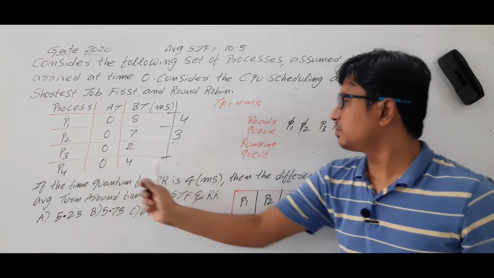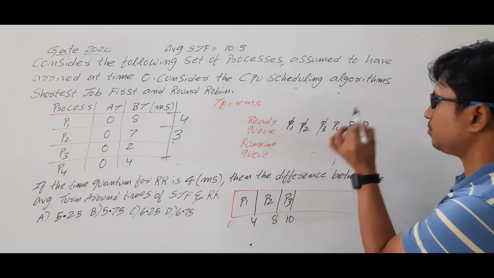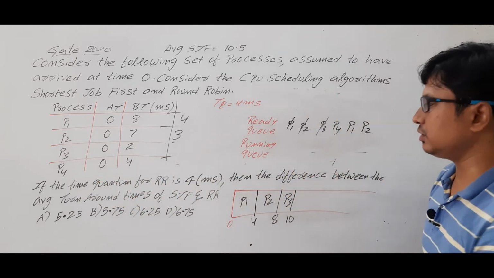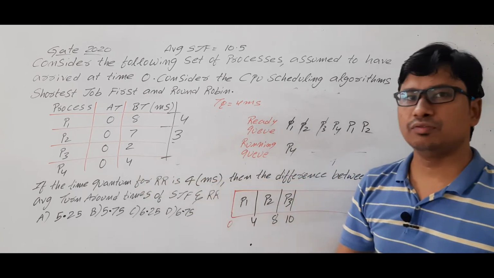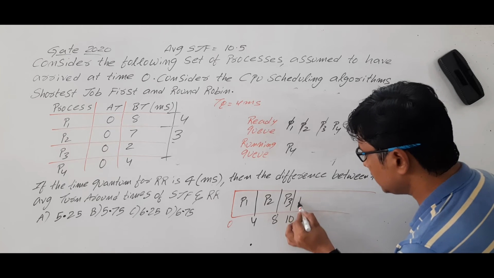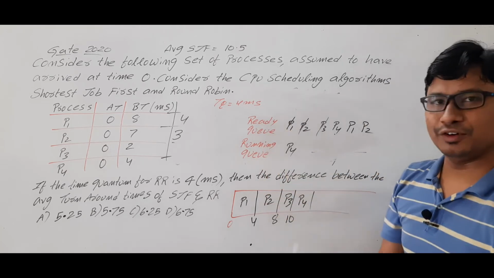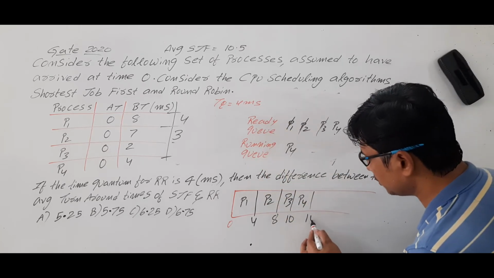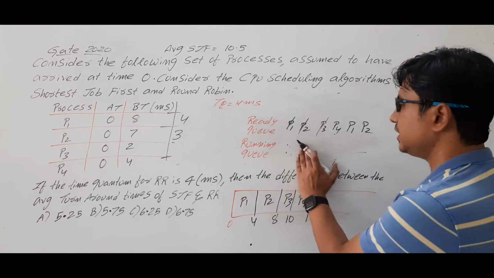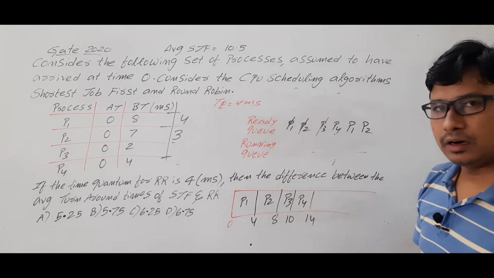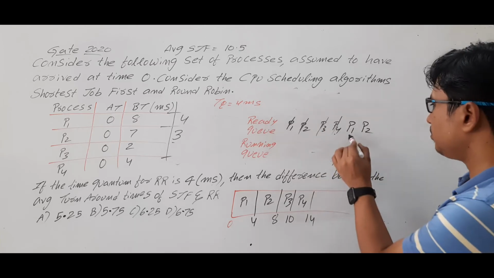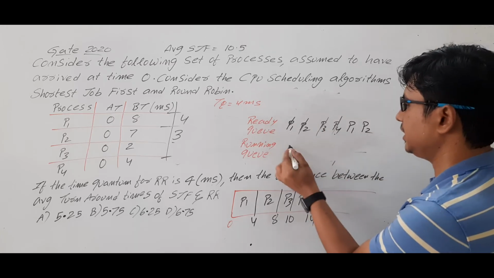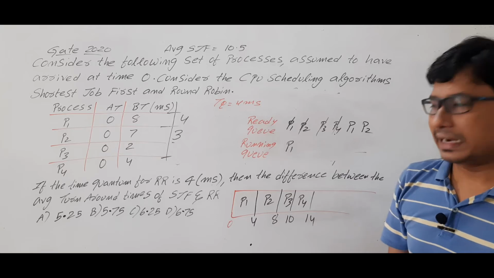Okay. Now P3 is done and P4 is in the ready queue. So we will dispatch it into the running queue. It needs a total of 4 units of time and the time quantum is luckily also 4 units. So it will complete in one go and go to the terminated state. Are you able to understand it or not? P4 is also done. Now P1 will be brought into the running queue.